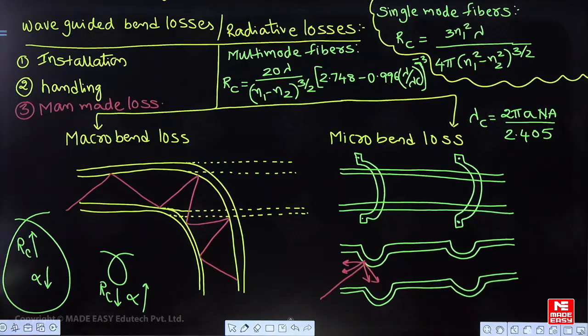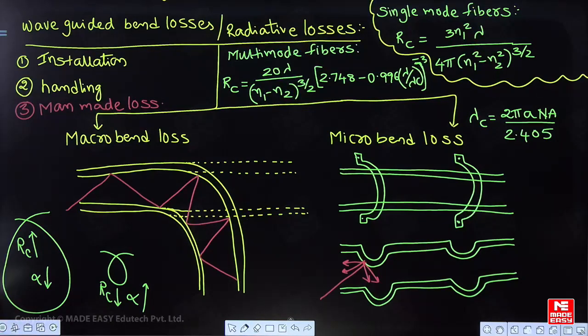Next point, macro bend loss depends on the radius of curvature of the fiber.